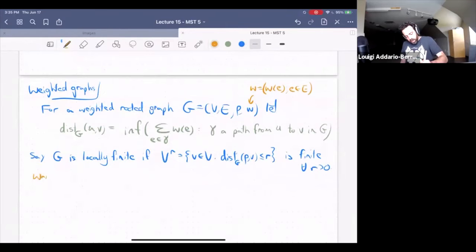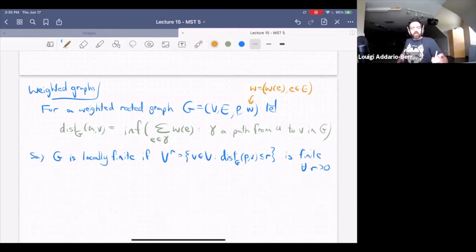Okay, so like before, you can always interpret an unweighted graph as a weighted graph just by giving every edge length 1 or weight 1, right? So this is sort of a generalization of the previous framework.